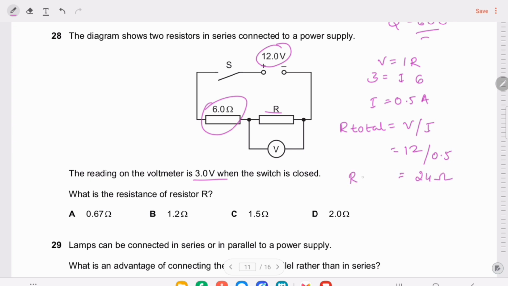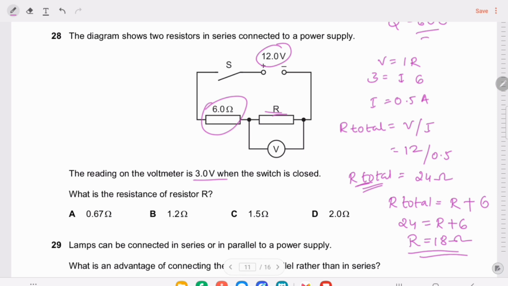So this is the total resistance in the circuit. Since the resistors are in series, the total resistance is equal to R plus the other resistor, which has 6. So we know the total resistance is 24. 24 equals R plus 6, then your R would be 18 ohms. So that is the value of R.